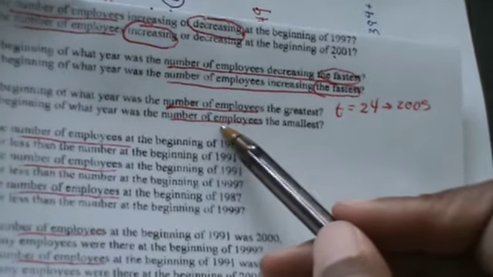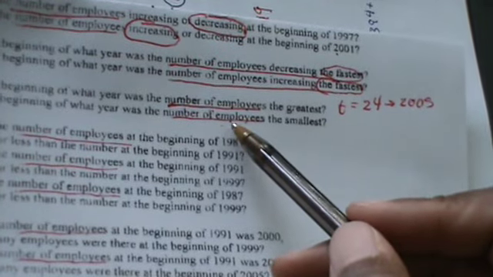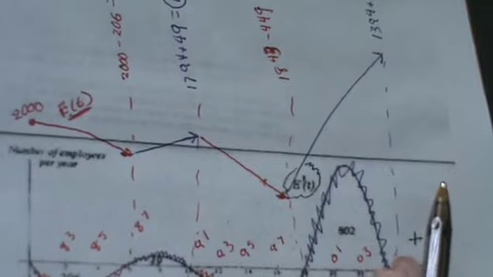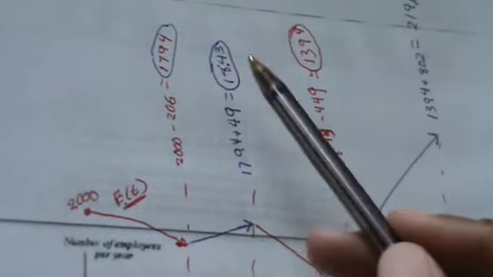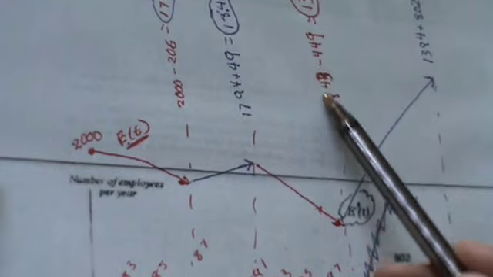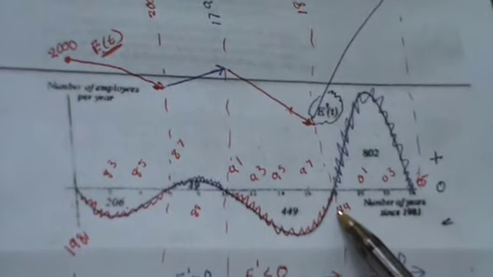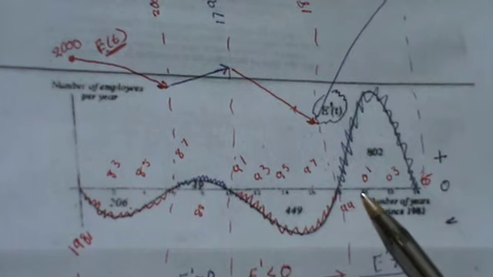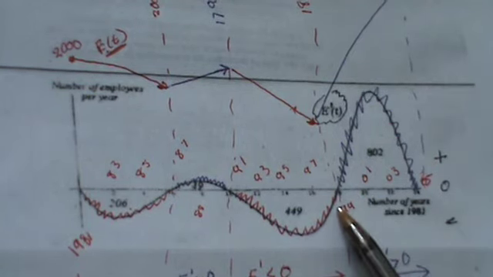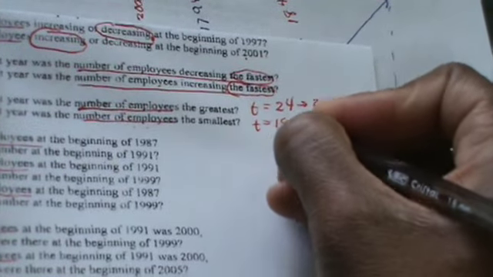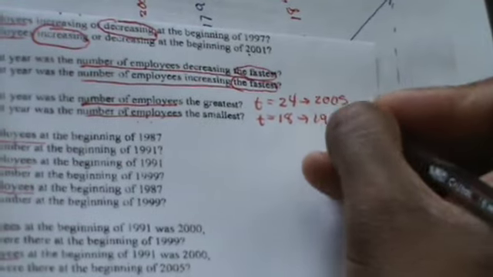So then F says, at the beginning of what years was the number of employees the smallest? Number of employees. This is E, not E prime, right? We have to look at our sketch. When was the E the smallest? So if we look right at our sketch, then we should be able to compare the numbers. Look, 2000 here, 1794, 1834. I believe this is the smallest one. So let me trace that to where that goes. Right there. 1999, or T equals 18. So here I would put T equals 18 or 1999.